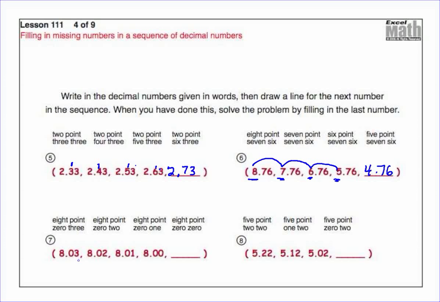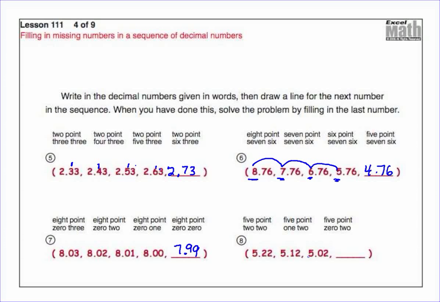Here we have 8.03, 8.02, 8.01, 8.00. A lot of kids have trouble with this. Just think of this as 803, 802, 801, 800. What number comes one lower, down from 800? That would be 799, right? And then you got to put the decimal point back in because we're going one less than 8. Now we're down at 7.99.